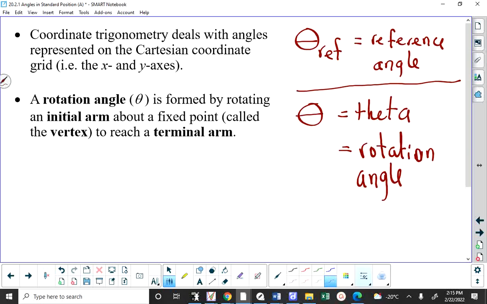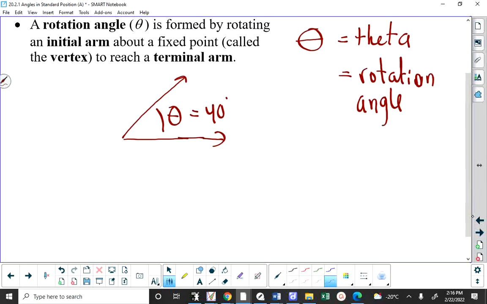However, that's not good enough, because if I said sketch an angle in standard position that's 40 degrees, and you sketched the following, and somebody else sketched this. These are different, aren't they? I mean, it's the same angle, but they look different. So we have this rule.